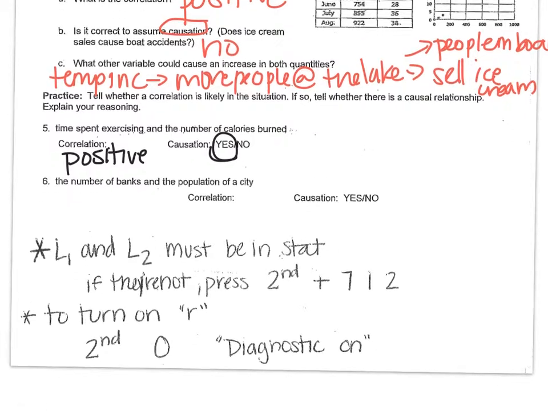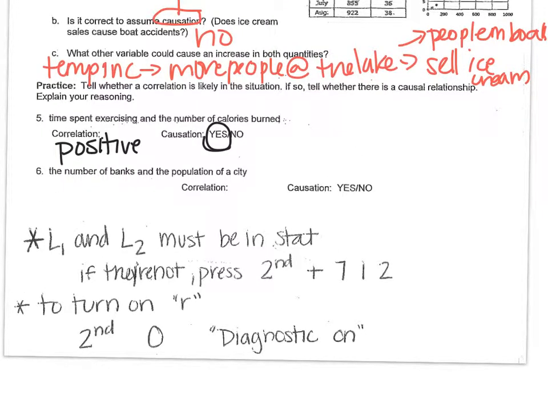If we look at 6, the number of banks in the population of a city. Well, the more banks there are, typically the bigger the city there is. So there is a positive correlation. However, there is not a causation because having a lot of banks does not cause there to be a big population. There's more banks because there's more people, but they're not caused by one another.